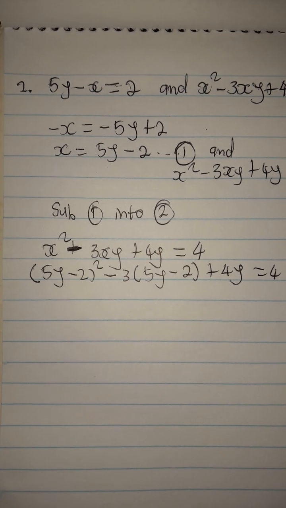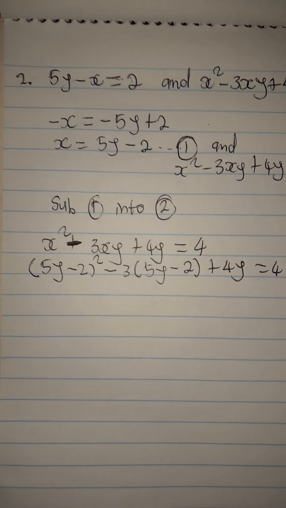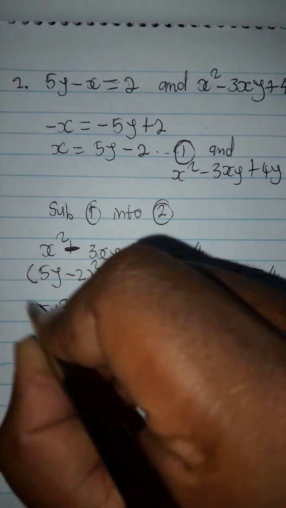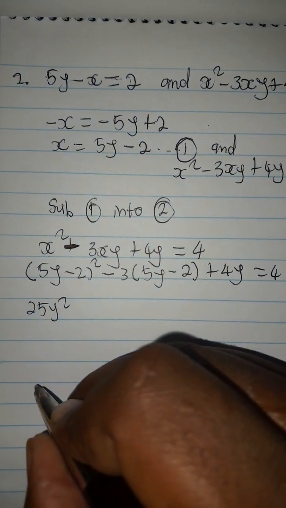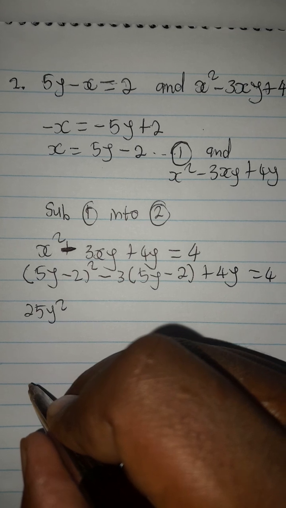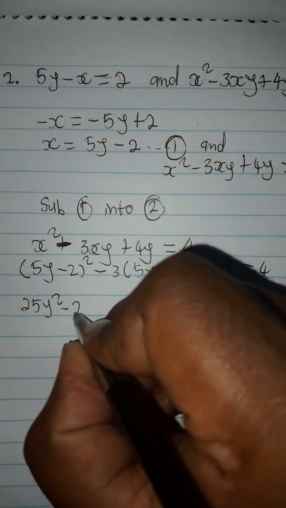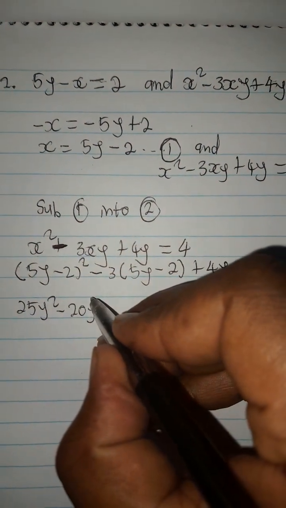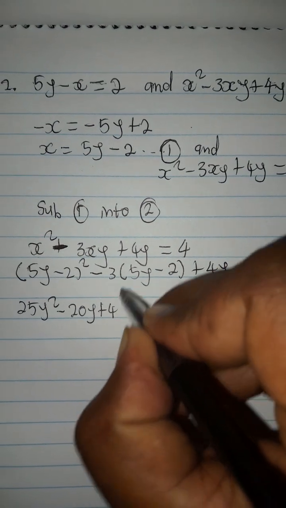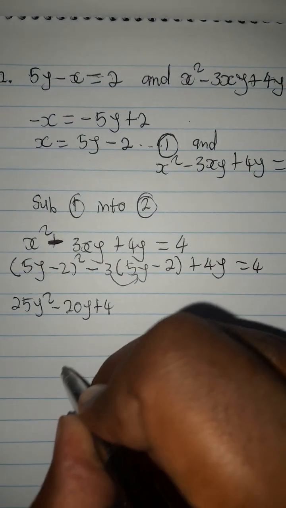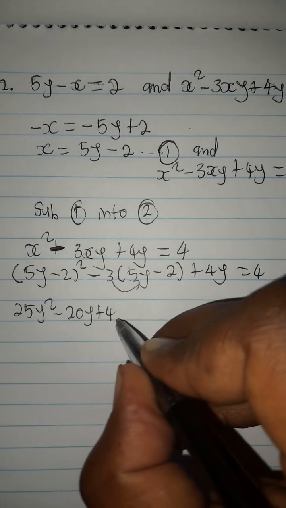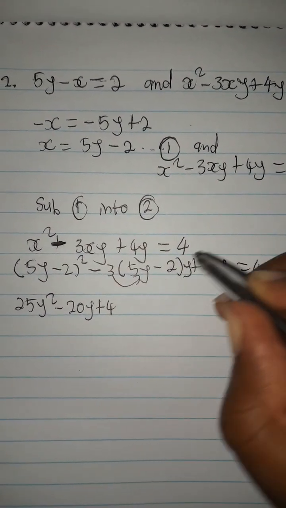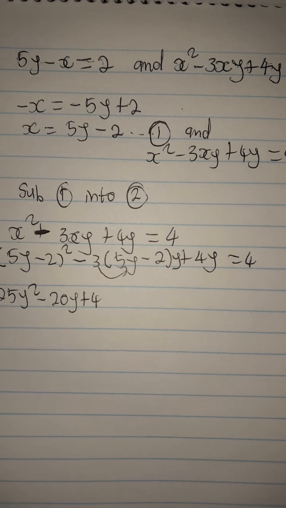Now we will work out the brackets. If you square 5y minus 2, that will be 25y squared, then 2 times 5 is 10, 10y times 2 will be minus 20y, then if you square negative 2, that will be positive 4. And this negative 3, multiply everything inside the bracket. Did I do well here? Oh, I left y here. It's supposed to be y. Thank you, I was able to see it.